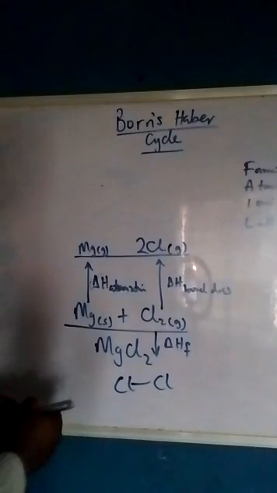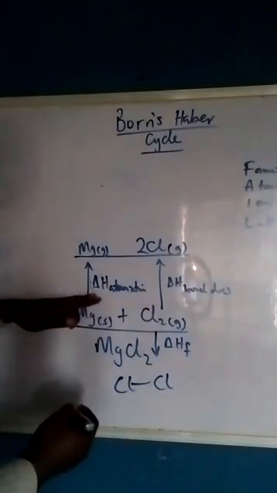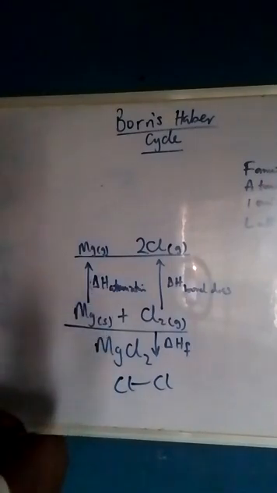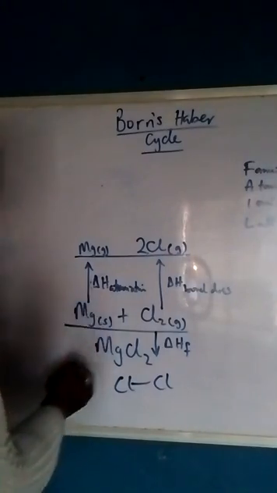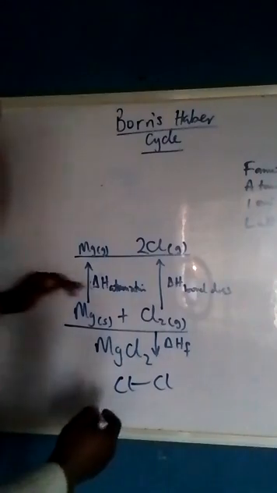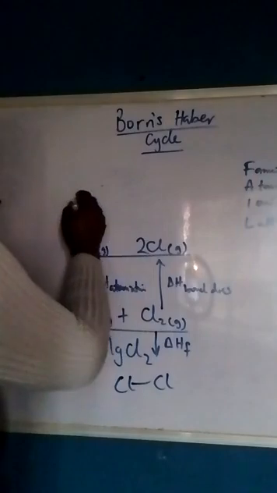Now at this atomization level, you'll be given the value of the enthalpy at this stage. So you're going to be adding up the enthalpy. Usually you'll be given the enthalpy. Now after you've gotten to the atomization state, you move towards the ionic state.